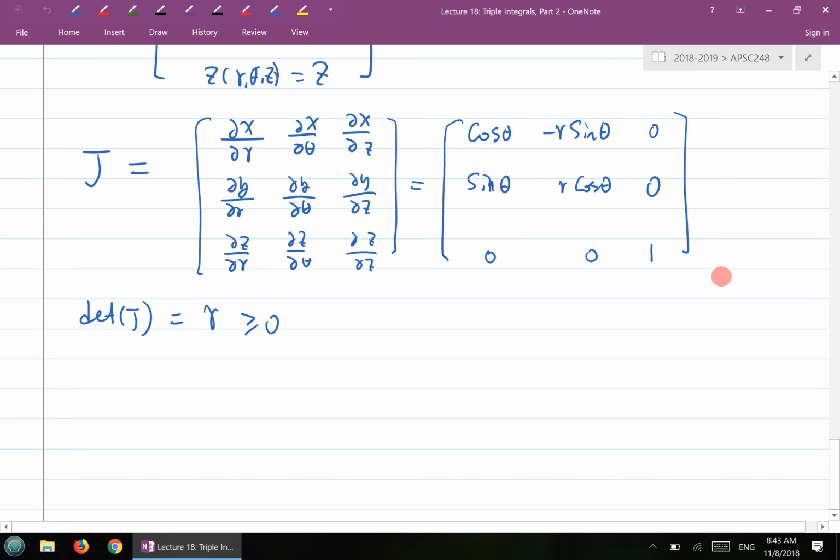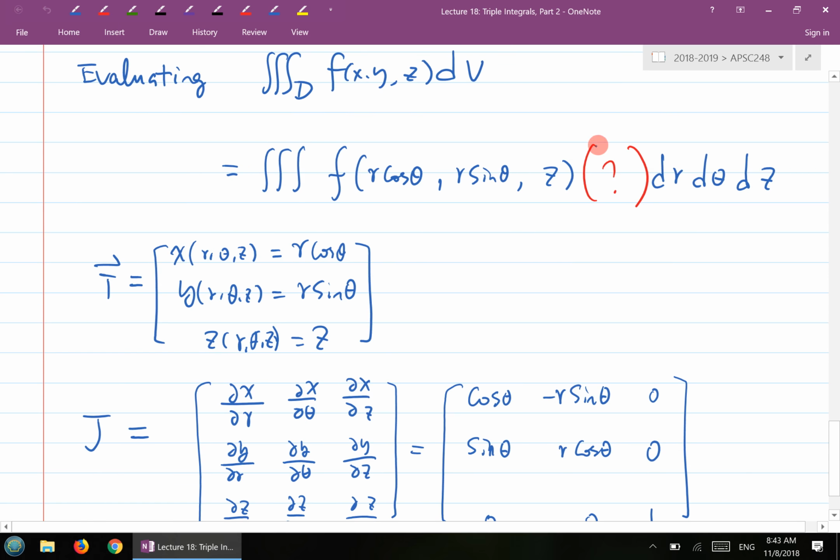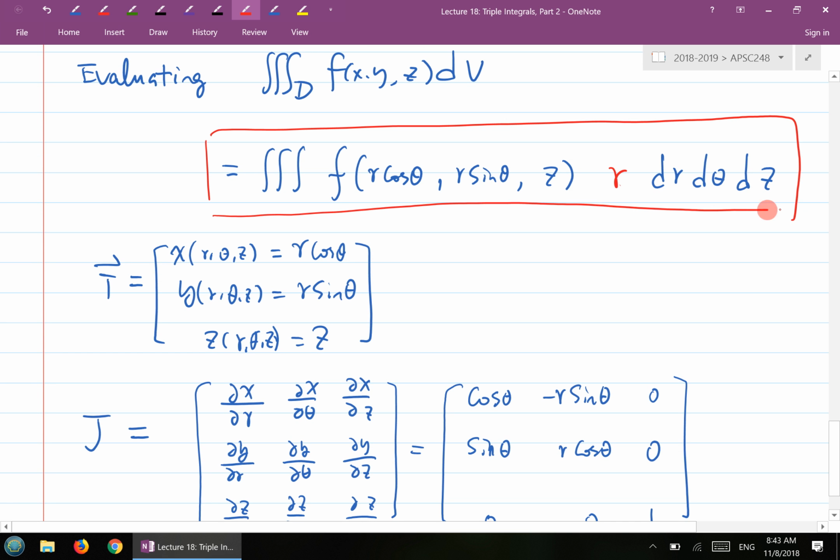Now we replace this question mark here with r. So you're evaluating a triple integral in cylindrical coordinates. This is the new formula now.